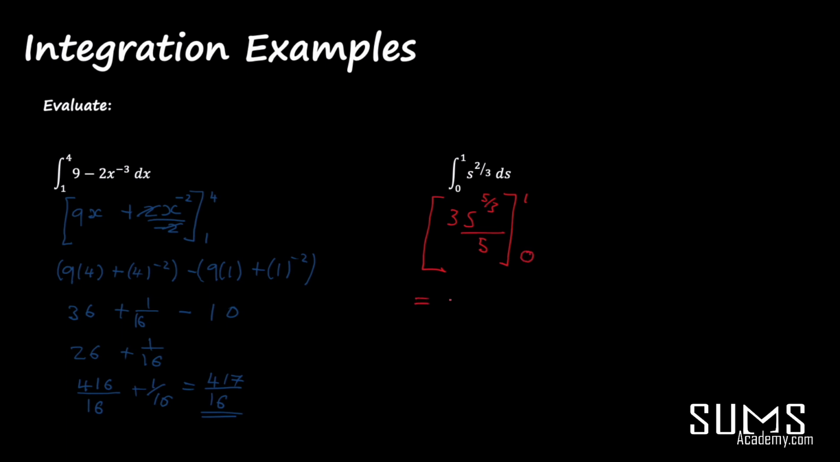So what does this become? 3 times 1 to the power of 5 over 3 all over 5 minus, well, everything here is dependent on s, so actually this becomes 0, so this one becomes a fairly easy problem to solve. Okay, so 1 to the power of 5 over 3 is going to be 1, so your final answer is going to be 3 over 5. That one simplified quite nicely.